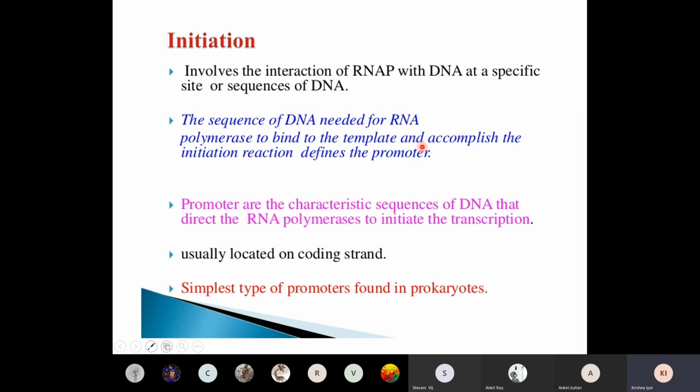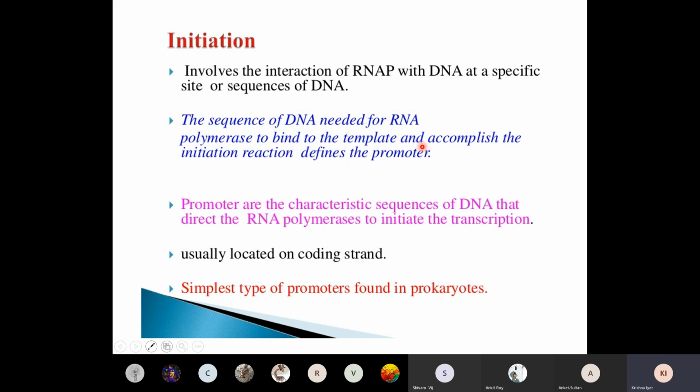So, as I said, initiation involves the interaction of RNA polymerase with DNA at specific sites or sequences, which are called the Pribnow box or TATA box, and what we call the -35 TTGACA sequence. And that is what we call a promoter. Now promoters are characteristic sequences that direct the polymerase to initiate transcription, and usually they are located on what is called the coding strand. Okay, that is the convention. Whenever we talk about where the promoters are, it's always with reference to the coding strand.